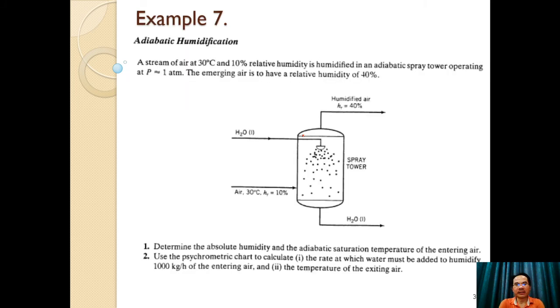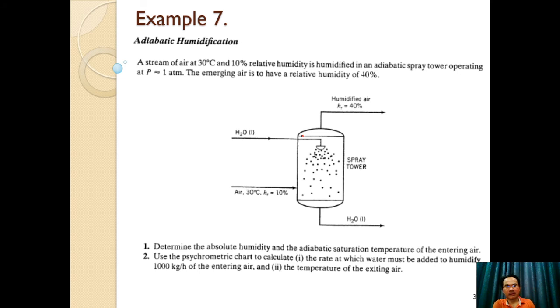Okay, for example, we have a stream of air at 30 degrees Celsius and 10% relative humidity that is dehumidified in an adiabatic spray tower at 1 atm. The emerging air is to have a relative humidity of 40%. For this case, the humid air out of the system is 40% relative humidity, and the bottom product is only water. Water input, air input, you have to change.